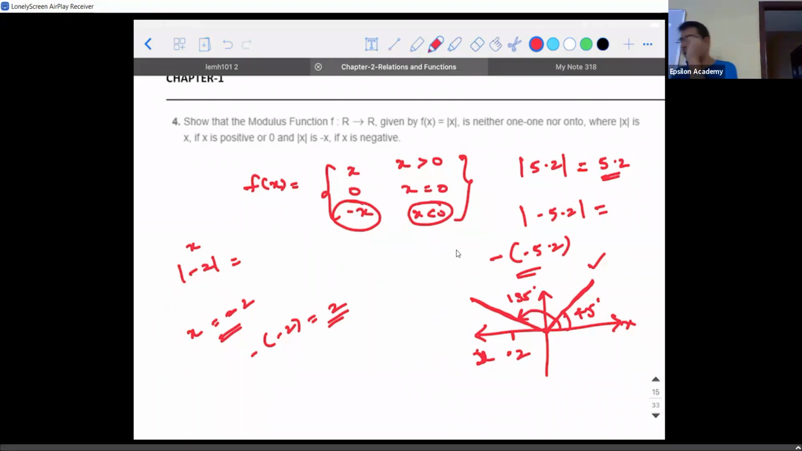Everyone is clear. So with respect to the graph, if the function has to be one-to-one, what is the test I told you? You will do a horizontal line test. If you draw a line parallel to the x-axis, it should cut the curve or the graph only at 1 point. If it cuts at more than 1 point, it's a many-to-one function. I do a horizontal line test. Right, because modulus of 2 is also 2, modulus of minus 2 is also 2.